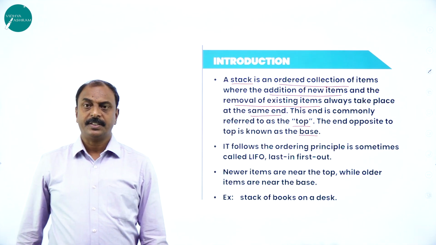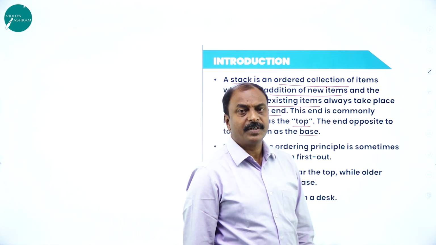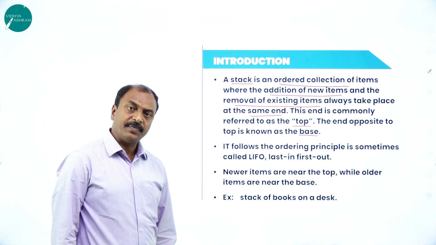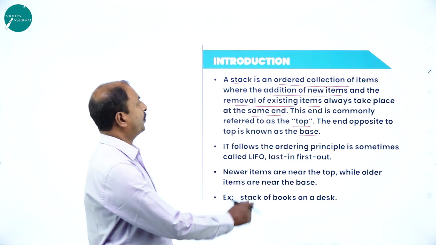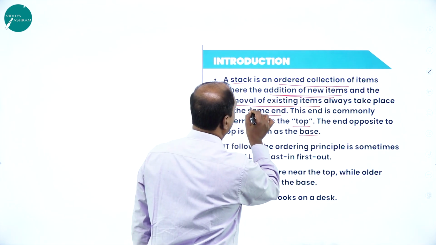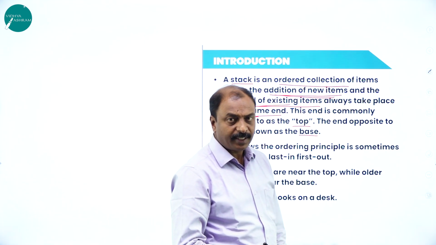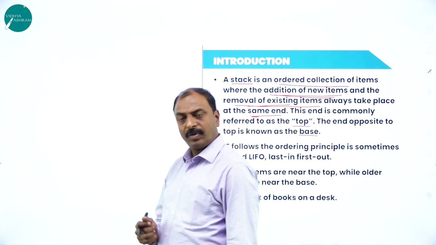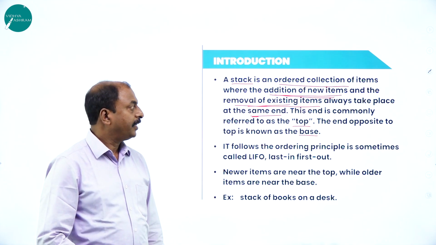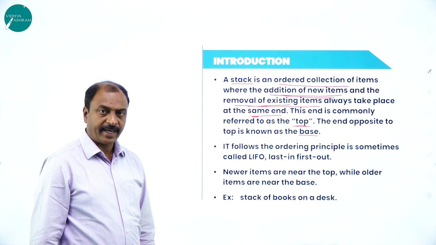So, first of all, what is a data structure? We have learned a definition in our previous session. It is a collection of elements in indefinite order. So here, stack is a data structure where the elements are arranged in definite order. In a stack, the property is that the addition of a new item and removal of an existing item, means if you want to add one element into a stack, and if you want to delete one element from the stack, both operations take place at the same point. That point is called top. So this is the definition of stack.